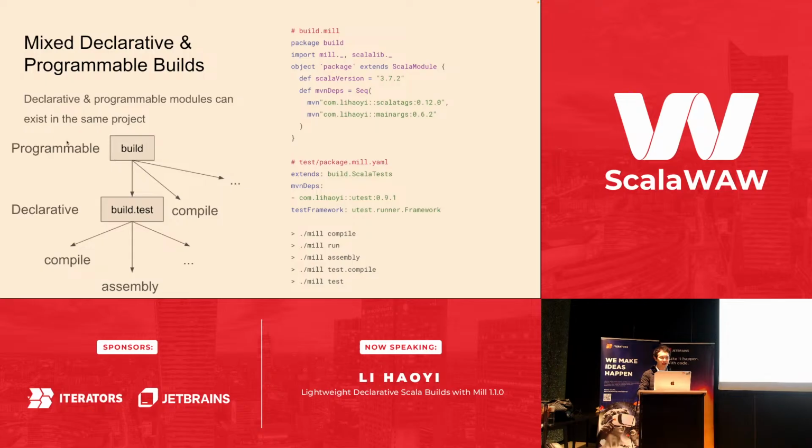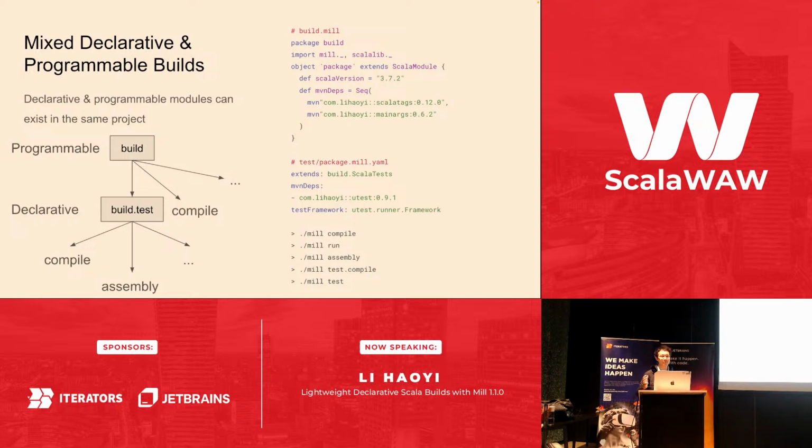So I have my programmable build file at the root of the module tree, which has its own compile and run and assembly tasks and so on. And as a submodule, build.test, which is declarative, which then has its compile, assembly, and test task and so on. So you can have different modules within the project using either declarative or programmable styles.